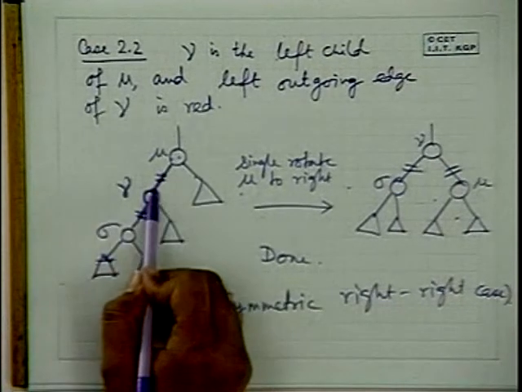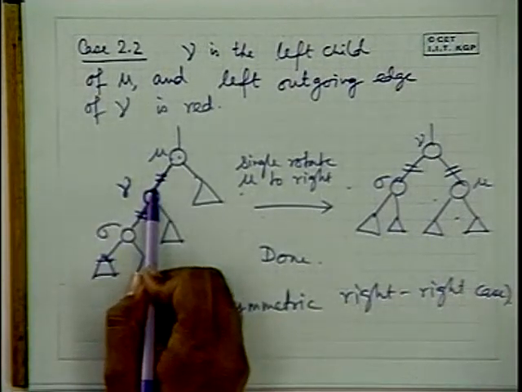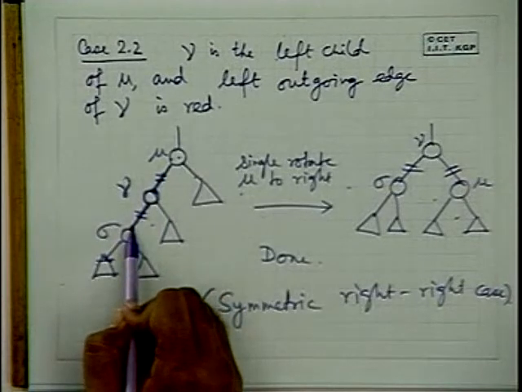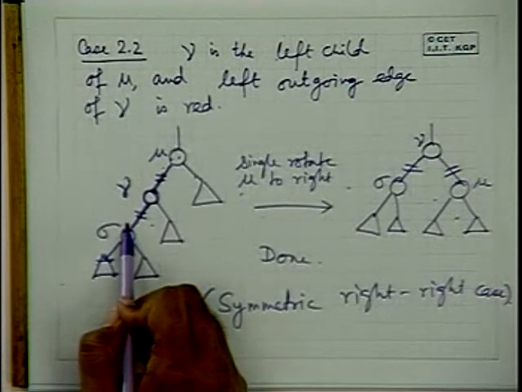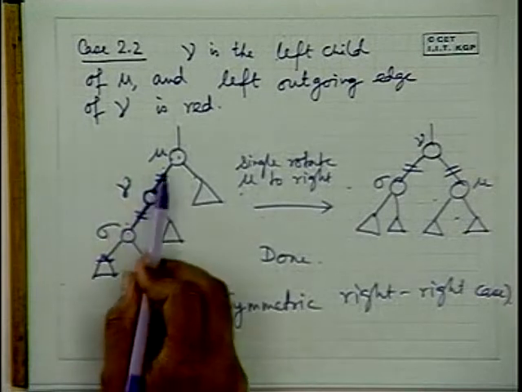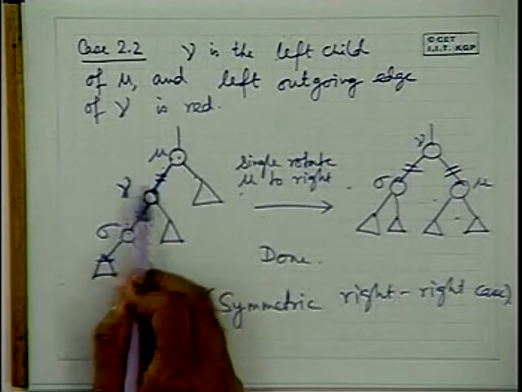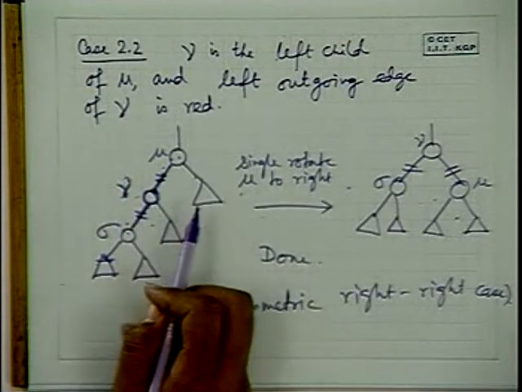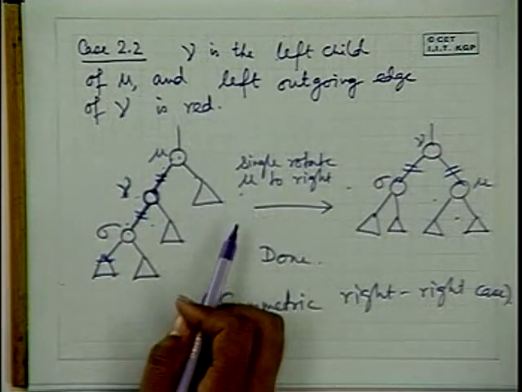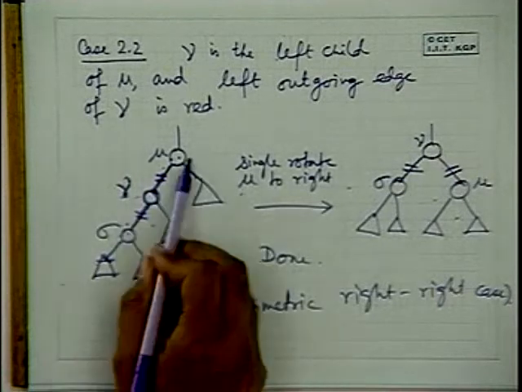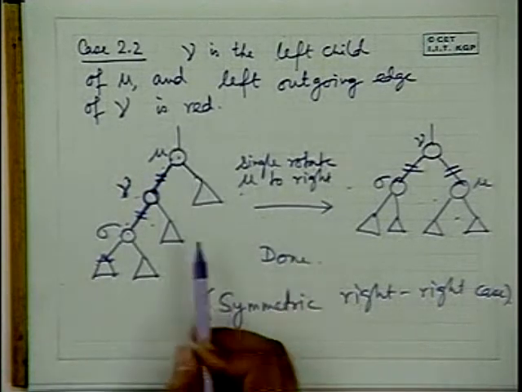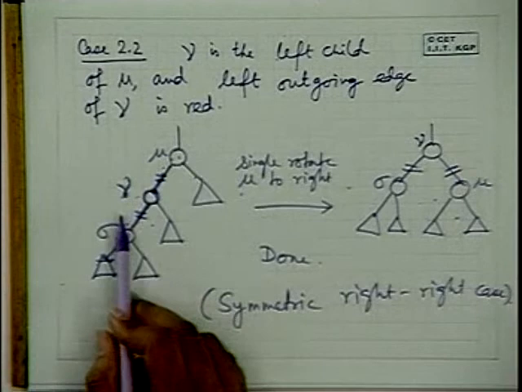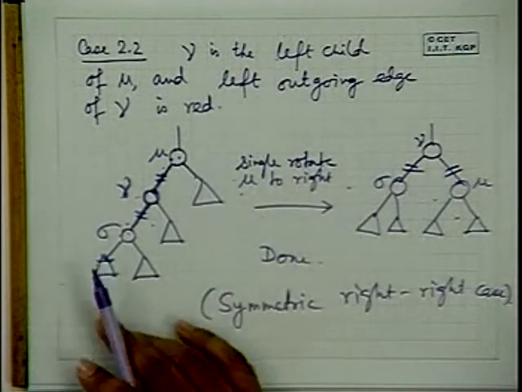Here it is a left child which is red. This is also a left child. So this is the configuration. What I am saying, there is a symmetric case where mu has nu as the right child which is red, and nu has an h which is on the right side of it which is red. So left, that is right. That you can also take care of in a similar manner, only instead of right rotate you have to do a left rotate.